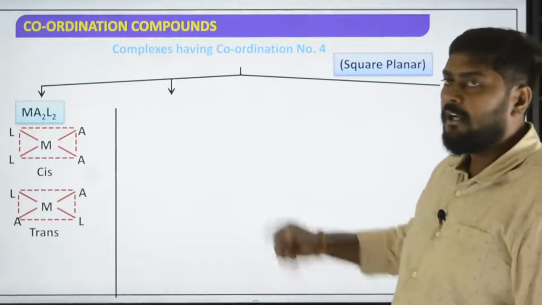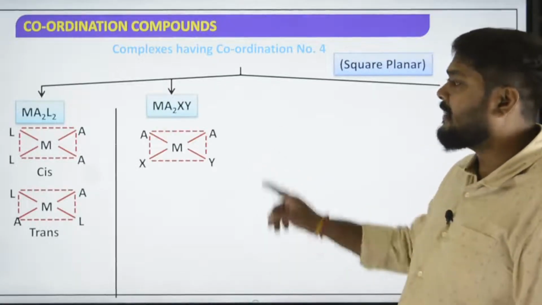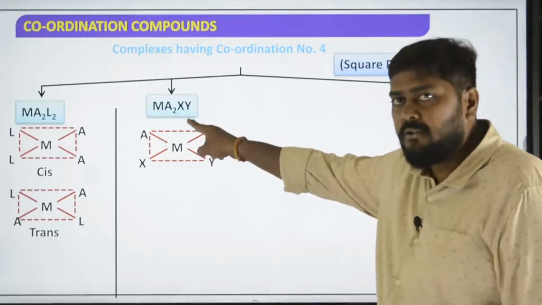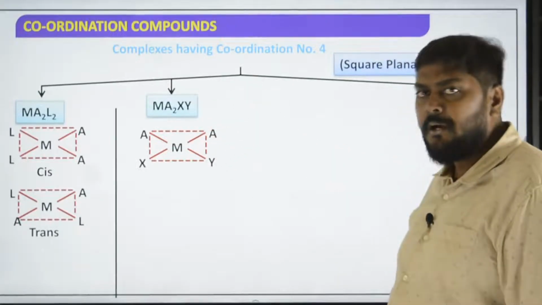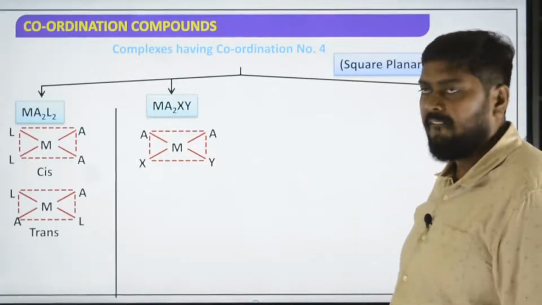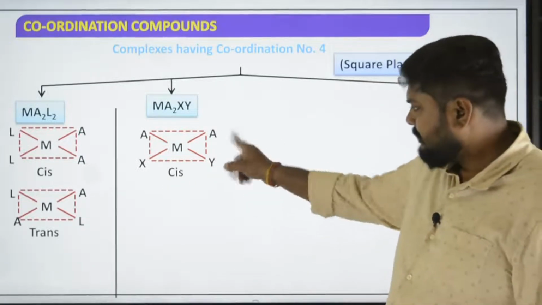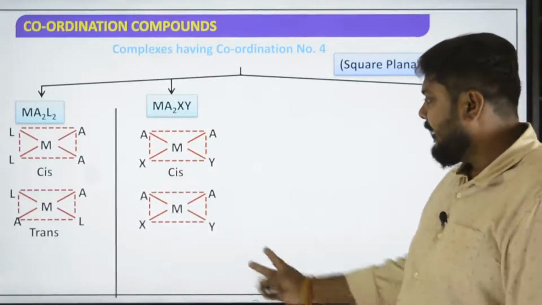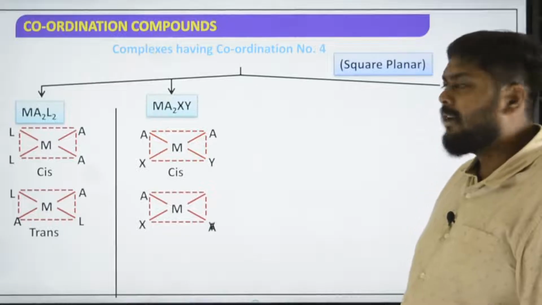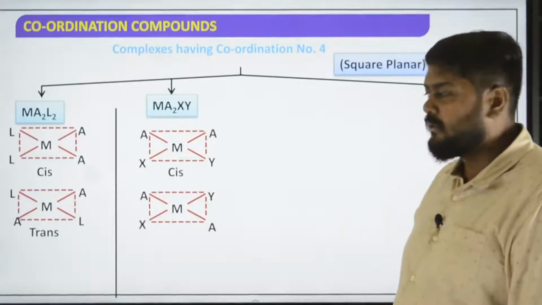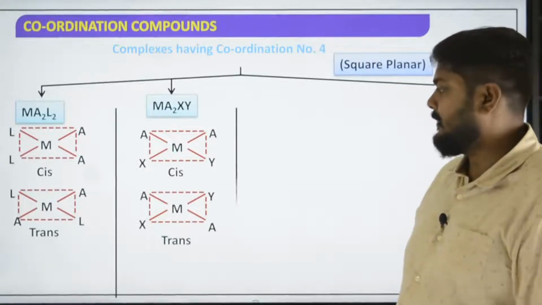And இன்னொரு டைப் ஆஃப் காம்ப்ளெக்ஸ் எடுத்துக்கிறேன். Metal is surrounded by 3 different type of ligand. A என்றது ஒரு monodentate, X is also monodentate, Y is also a monodentate. So M மேல A, கீழ X and Y வச்சுக்கிறேன். So this is your cis, right? And அதே காம்ப்ளெக்ஸ் எடுத்துக்கிட்டு X-ஐயும் A-வையும் Y-ஐயும் நான் என்ன பண்ண போறேன்? இன்டர்சேஞ்ச் பண்றேன், right? A and A will be in opposite side, then it will be trans complex, right?